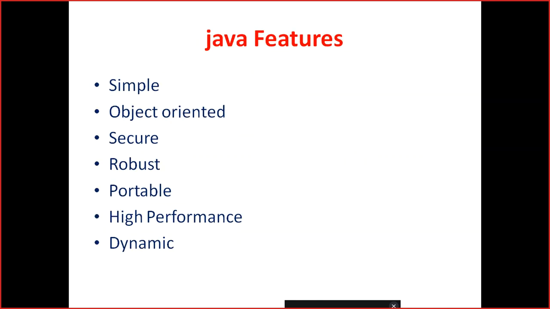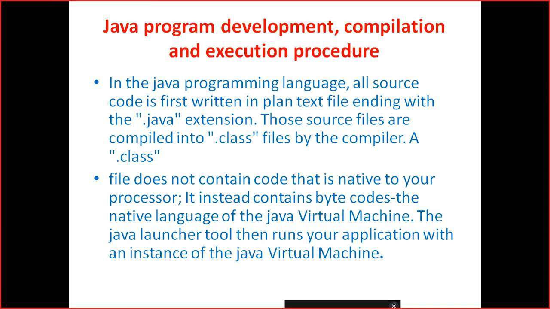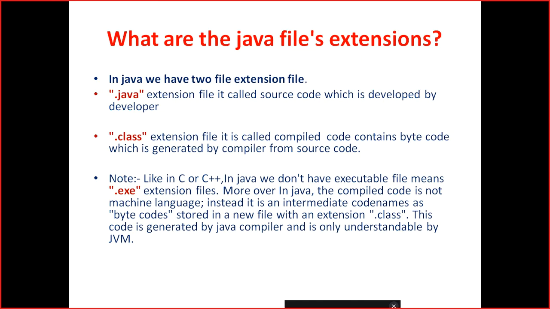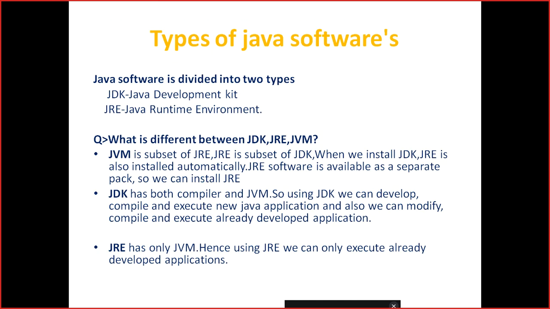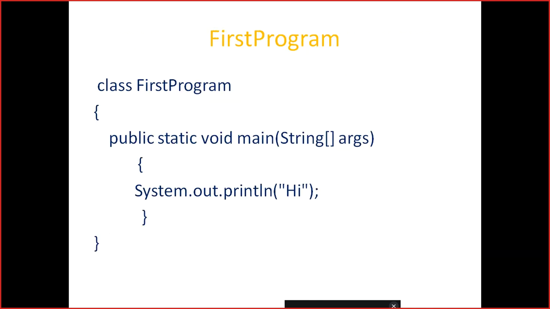What we have learned today, we have documented all the things. See, this is your dot java file, dot class file, exe file. What is the JDK, what is the JRE, what is the class block, what is the main method block, what is the System.out.println.